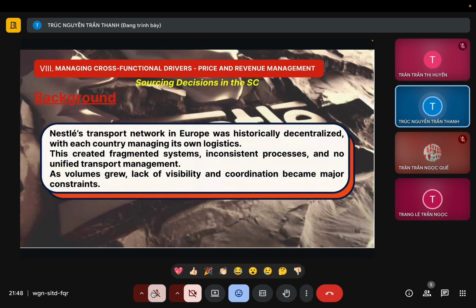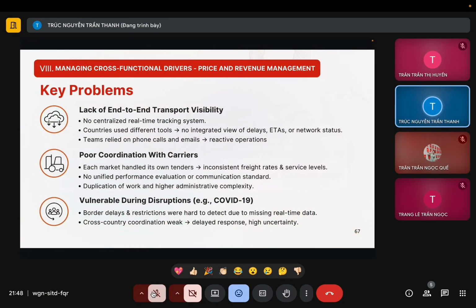So with that, for the final issue in this one, we have the background. The Nestlé transport network in Europe was historically decentralized, with each country managing its own, creating a fragmented system, inconsistent processes, and no unified framework management. This leads to problems: lack of visibility and coordination became major constraints. You can see the key problems: lack of end-to-end visibility, poor coordination with carriers, and vulnerability during disruptions such as the COVID-19 period.